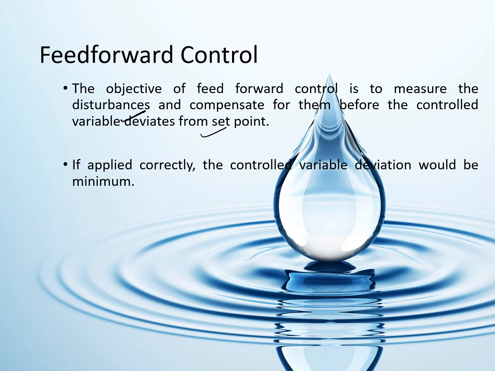For the feed forward control, we measure the disturbance and we compensate for the disturbance, meaning we cancel out the disturbance first so that the system becomes ideal, so that there is no other process variable that can deviate the control variable from the set point. If this feed forward control is applied correctly, the control variable deviation would be minimum.